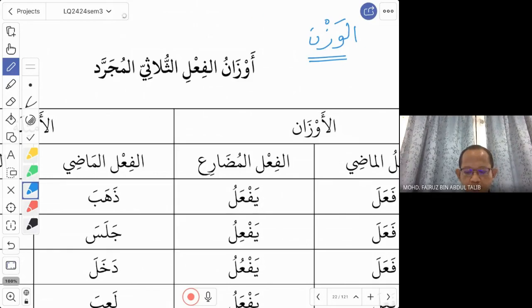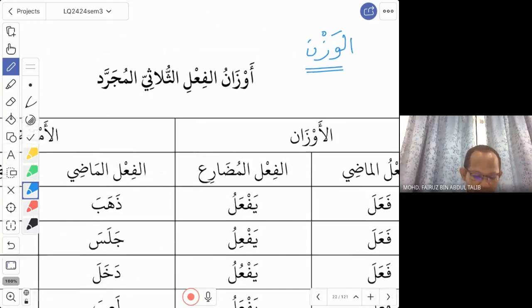So what is wazan? Wazan, literally, means weight. For example, I ask you, ma waznuka, what is your weight? 50 kilograms, 60 kilograms. That is the literal meaning of the word wazan. But in the lesson of as-sarf, I normally translate wazan as form or pattern, the pattern of the word. So Arabic words have patterns. You will see, oh, this group of words belongs to one pattern. This group of words belongs to another pattern, or we call it another wazan. So basically, wazan is the pattern of the fi'il.